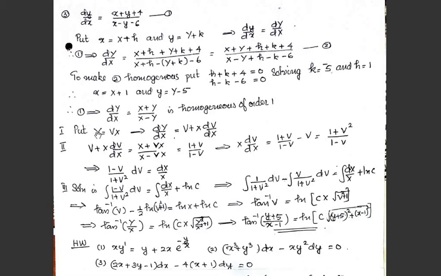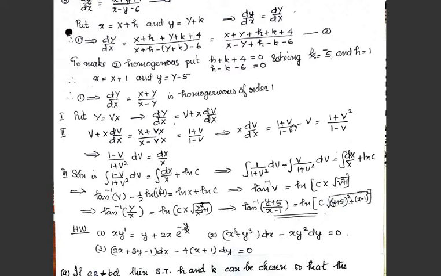Now solution. Put capital Y equal to capital V X, which implies dY by dX is equal to v plus X dv by dX. Then giving these values to this step, we get v plus X dv by dX is equal to (X plus vX) by (X minus vX), that is (1 plus v) by (1 minus v), and X dv by dX is v plus (1 plus v) by (1 minus v) minus v.